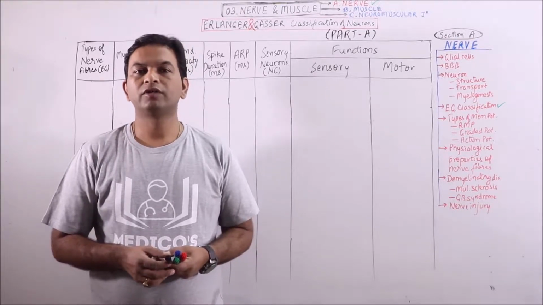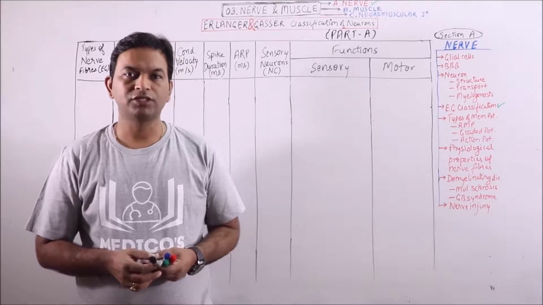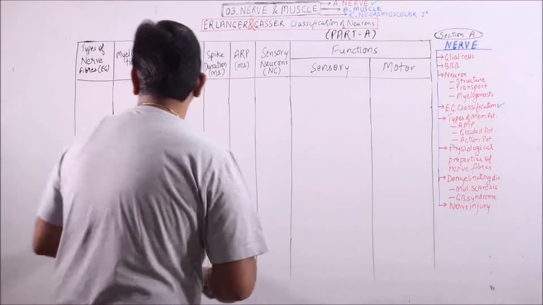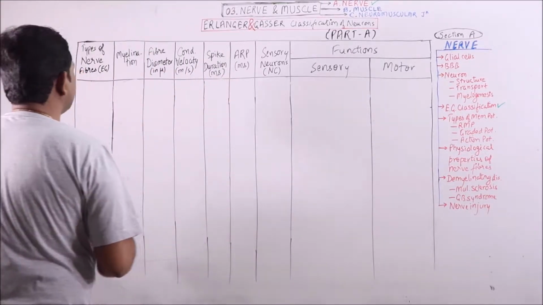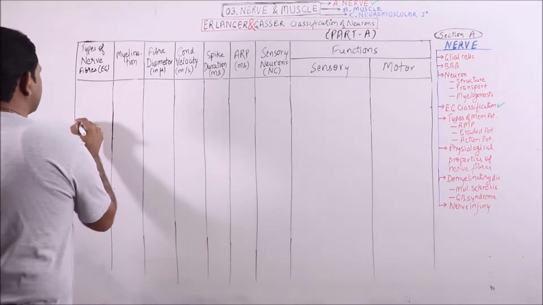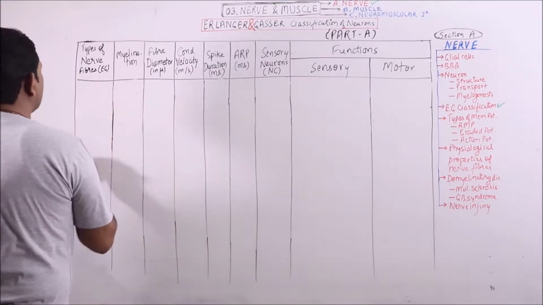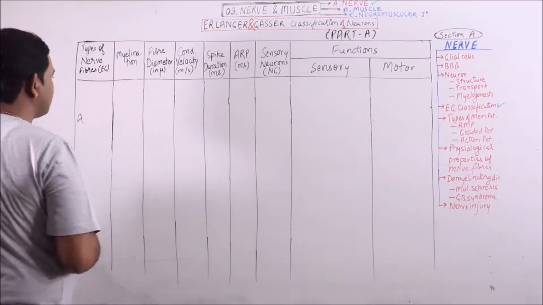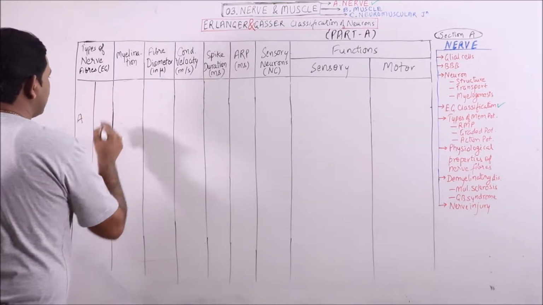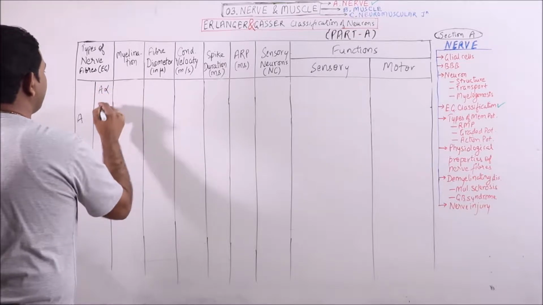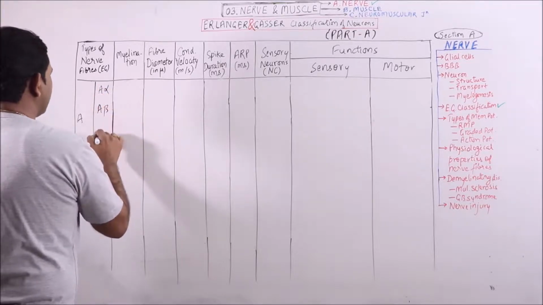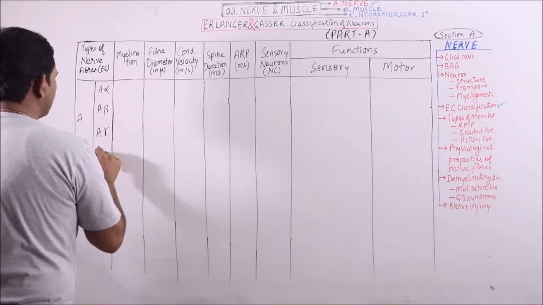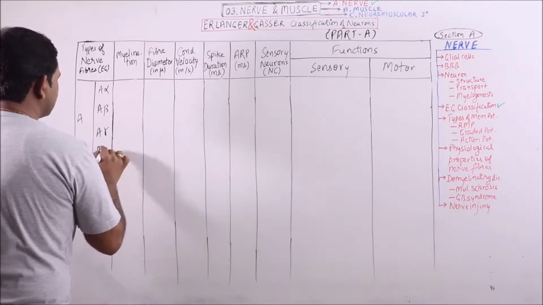In this video I am going to discuss the Erlanger Gasser Classification of nerve fibers. This classification is basically based on the extent of myelination. There are three types of fibers, that is A, B and C. This A type of fiber is further classified into A alpha, A beta, A gamma and A delta.